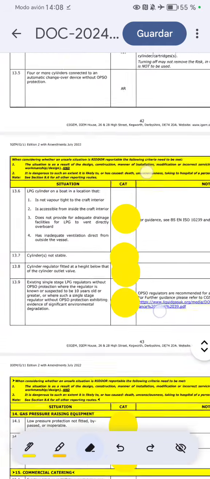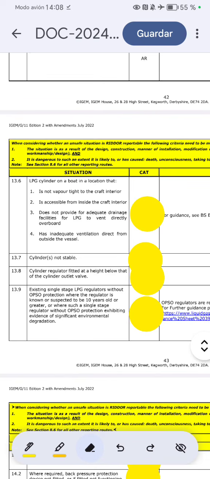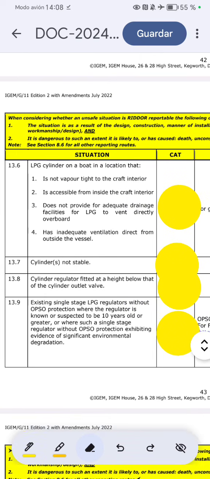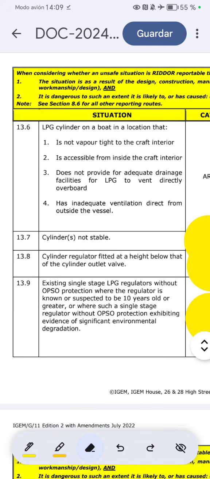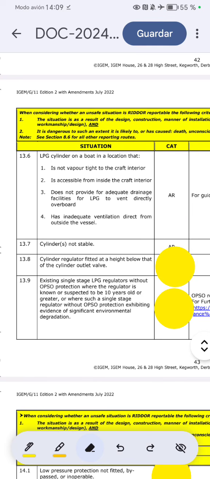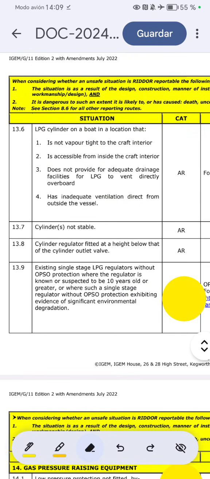Okay, pause if you need to. All right, 13.6. LPG cylinder on a boat in a location that, I don't know about these. I've probably done them in the past, many years ago, 10 years ago or so, but now I'm going to have a go. Is not vapor tight to the craft interior, is accessible from inside the craft interior, does not provide for adequate drain facilities for LPG to vent directly overboard, has inadequate ventilation direct from outside. I'm going to say at risk. Okay, 13.7. Cylinder not stable, at risk. Cylinder regulator fitted at a height below that of the cylinder outlet valve, at risk.